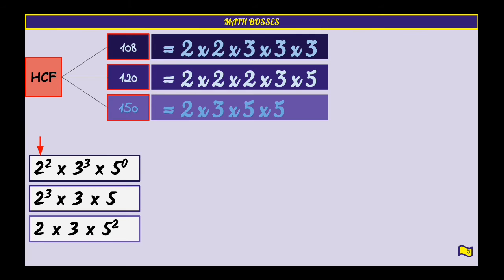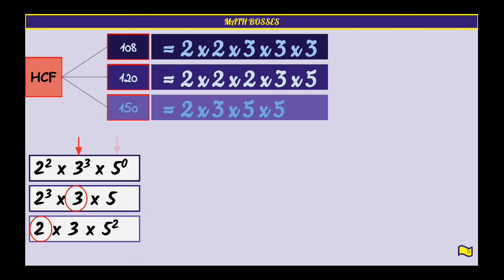Since 2 here is the first base number, we'll compare the powers of 2 and take the one with the lowest power. The one with the lowest power here is 2, as it is smaller than 2 squared and 2 cubed. 3 is another base number, so we compare these three numbers and we'll notice that 3 is the one with the lowest power, as it is smaller than 3 cubed, but it appears here and here. So we just choose any one.